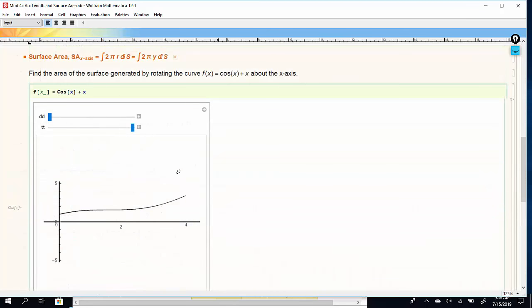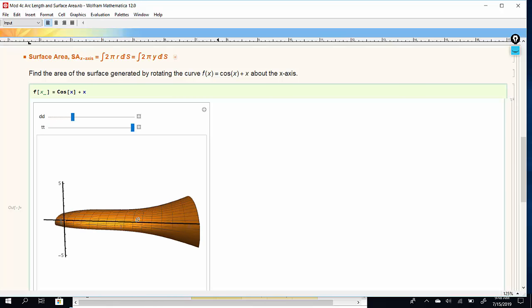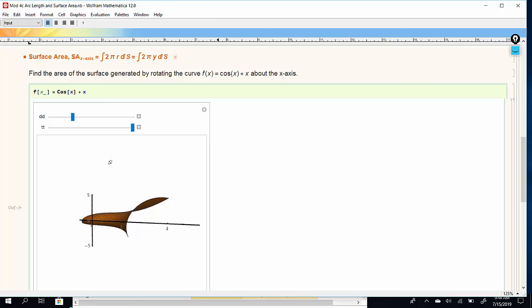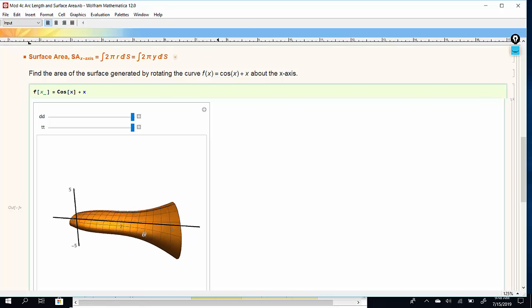Surface area. So the problem here is to take my curve and rotate it about the x-axis. In doing so, I generate a surface, and the question is, what's the area of that surface? So first, let's think about the process. Here's my curve, and if I rotate that curve about the axis, let's spin this so we can see this a little more clearly. I'll continue to rotate about the x-axis. We can see that this is the surface that I would be generating.